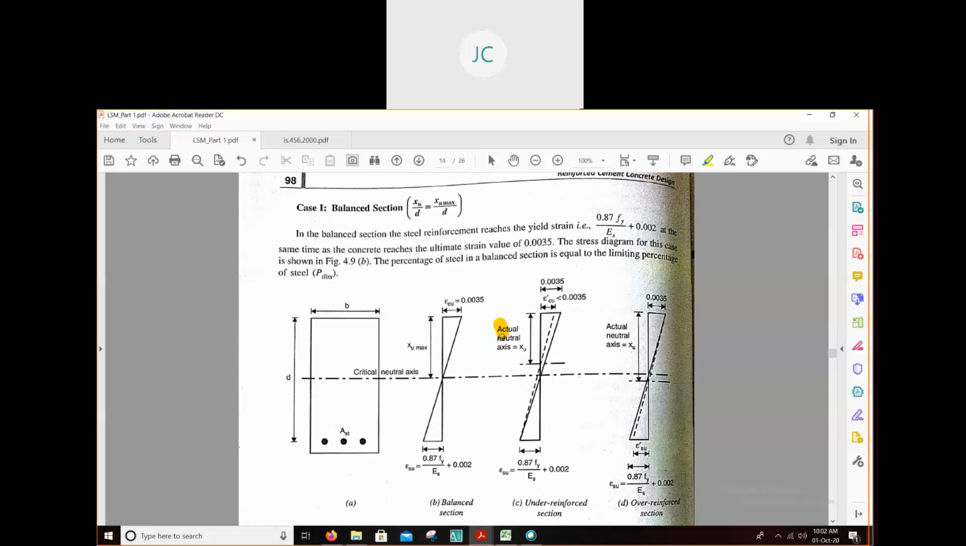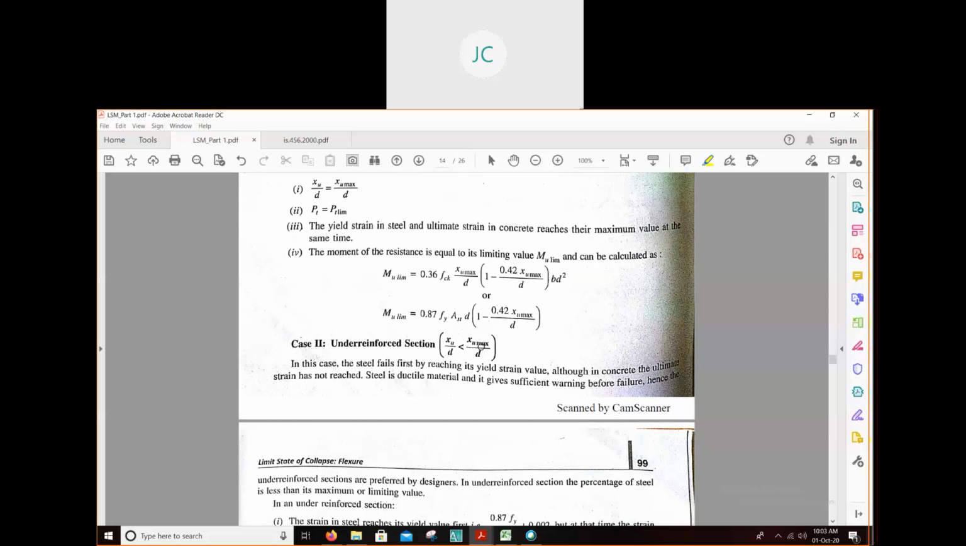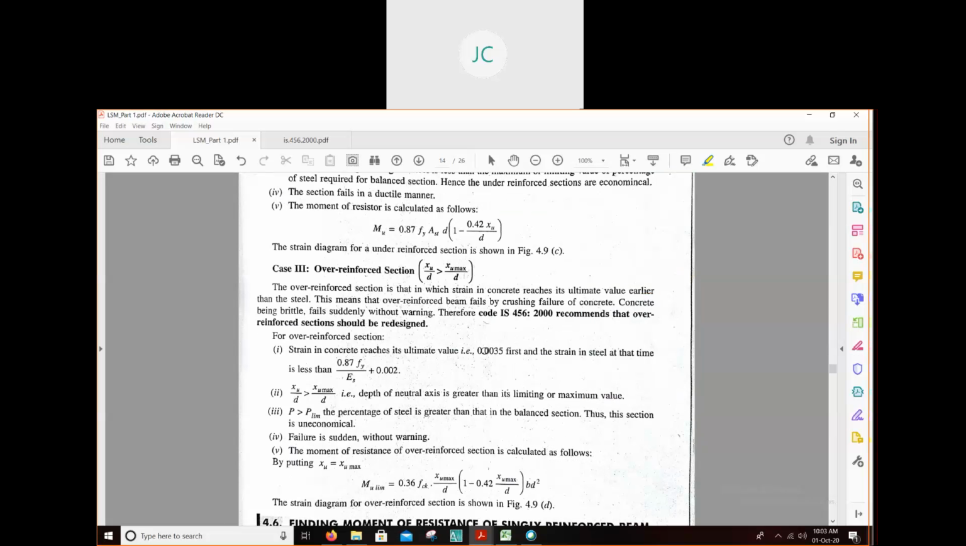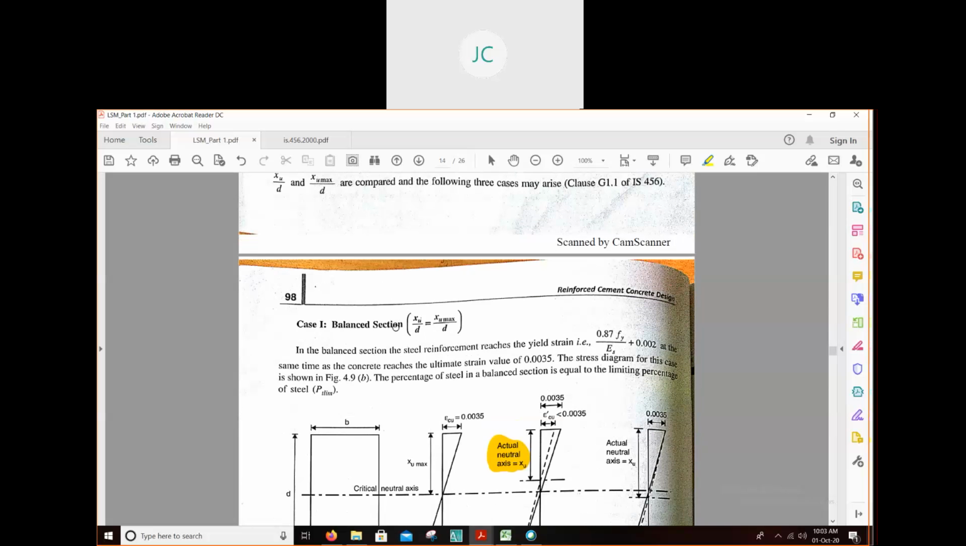See, for under reinforced section, as you know that our steel will fail first. Our steel will fail first. So your depth of actual neutral axis will be shifted upwards. That means your actual neutral axis depth will be less than XU max. For under reinforced section, XU will be less than XU max. And for over reinforced section, XU will be more than XU max. See here. For under reinforced section, XU is less than XU max. And for over reinforced section, XU is greater than XU max.